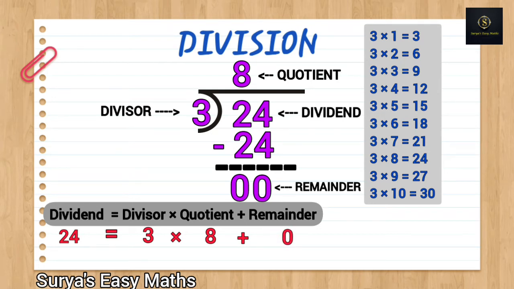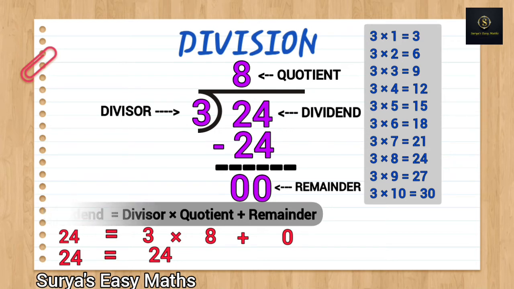Now children, multiply 3 by 8. That is, 3 eights are 24. Plus 0 is 24 only. So see children, here the dividend is 24 and our calculation is also 24. Both came 24. It means our problem is solved correctly.